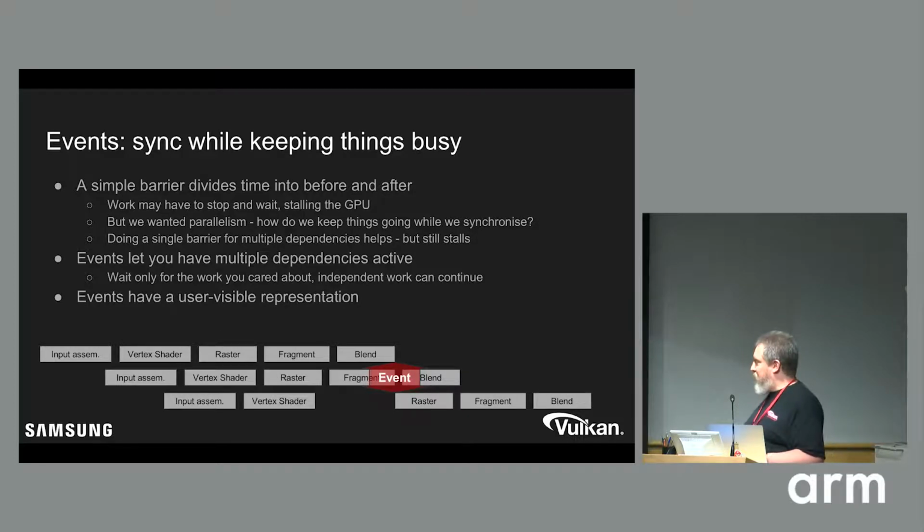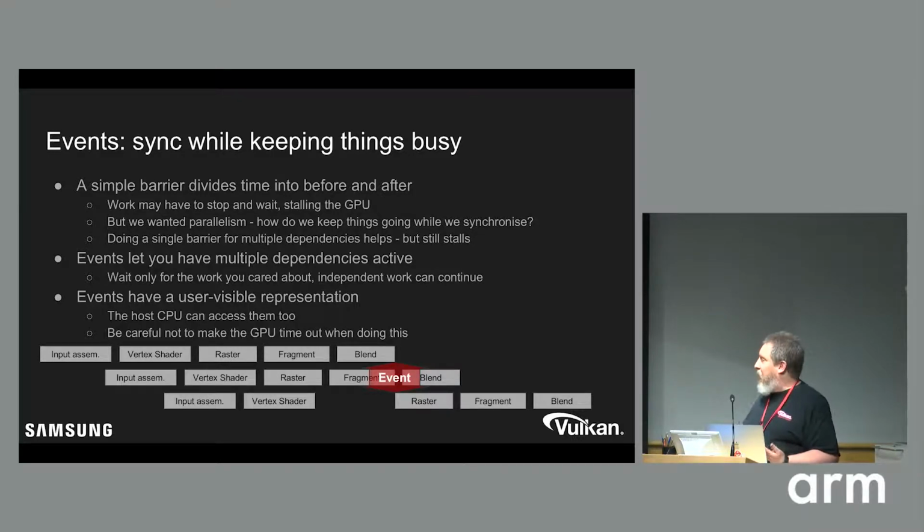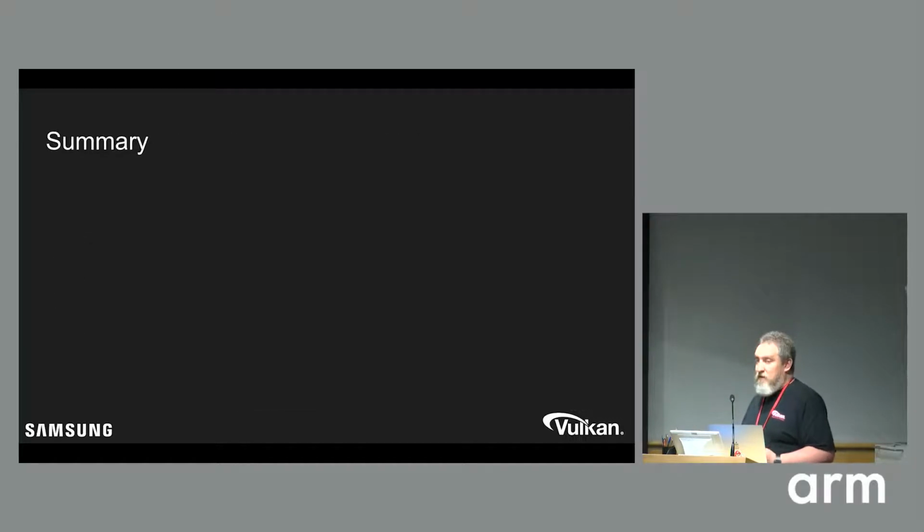Events are also visible to the application, so you can access them from the CPU side, and that theoretically means you can make the GPU wait on something that the CPU is doing. But bear in mind, if you make the GPU wait for too long, then everything will think it's crashed and the whole system falls down, so don't do that.